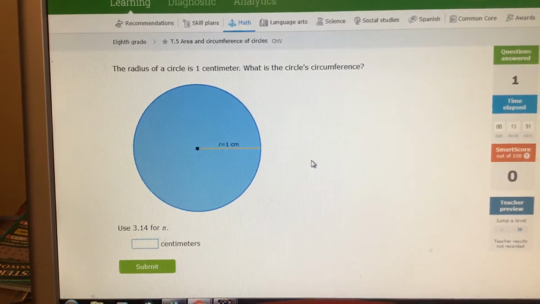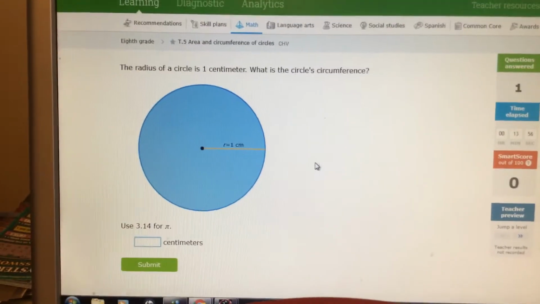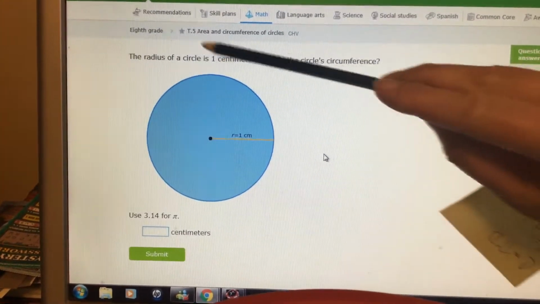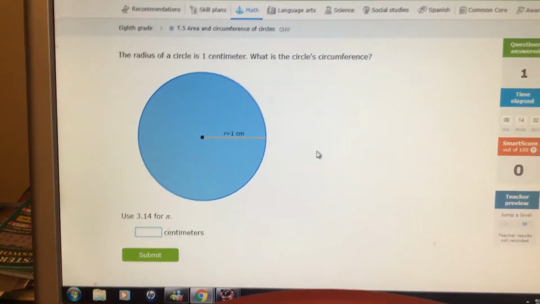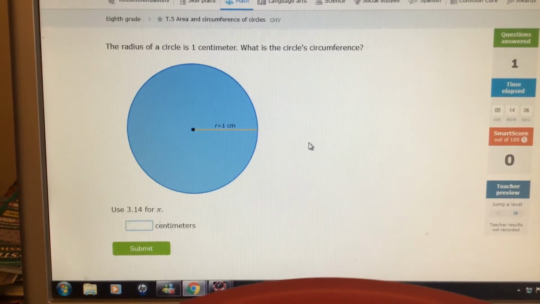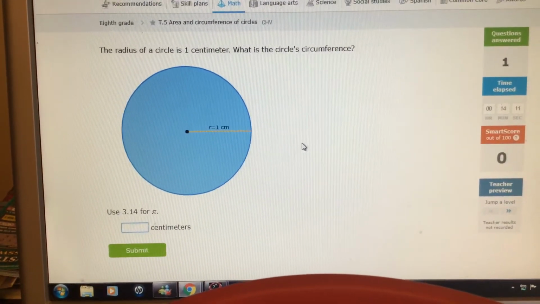Hi guys, I went ahead and logged into the IXL. Notice it's grade 8. I had to improvise because we already did the geometry, and it's T.5. So in the beginning, they're going to give you circles, and notice this one says the radius of a circle is 1 centimeter. What is the circle's circumference?